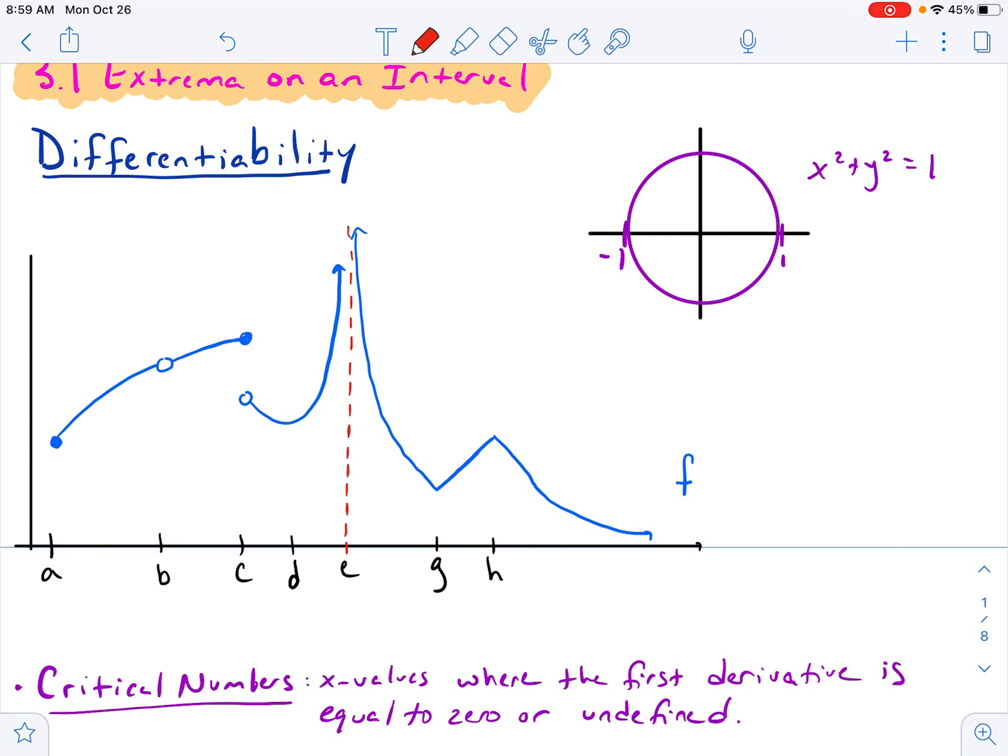So I have a couple graphs here. In blue, we have the graph of function f. You can see it's kind of weird looking. There's some discontinuities. There's a vertical asymptote at the x value I'm calling e. I have some x values labeled on the x-axis there, just some arbitrary values, a, b, c, d, e, g, h. And then up in the right I have the circle x squared plus y squared equals 1, centered at the origin, radius of 1. I'm just going to use these as examples when I talk about differentiability, okay? So again, take your time, pause as you need to, and get these notes down so you understand this concept.